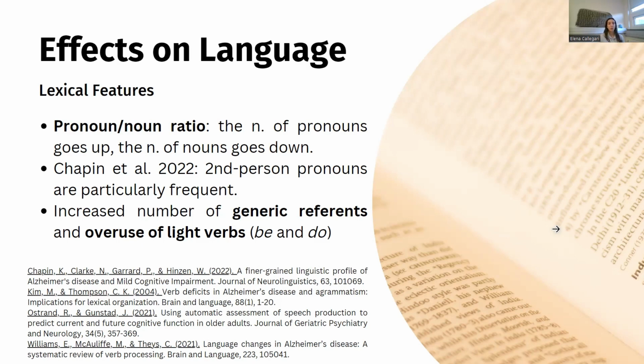Another thing that we notice is an increased number of generic references. Think of, I want to say, please hand me the book. I don't say, please hand me the book, but I say, please hand me that thing, or please hand me that. Or overuse of light verbs. So what this lexical analysis paints is the picture of a person that has a lot of trouble accessing specific words, and to bypass this problem, he or she tries to use more generic words, or tries to use pronominal elements instead.